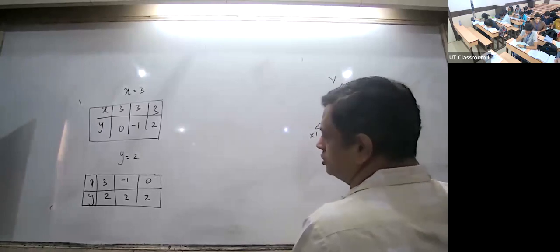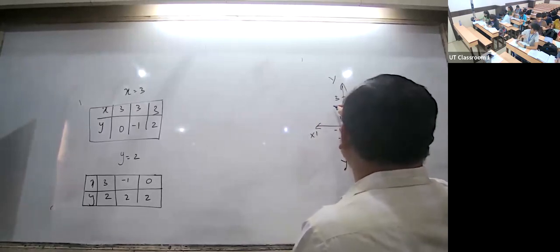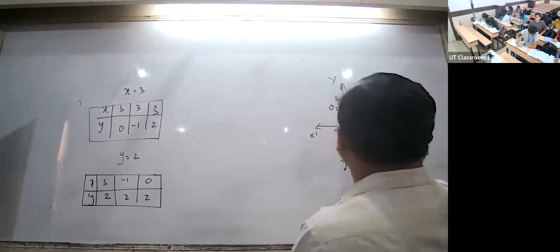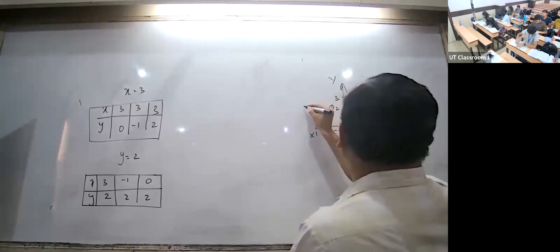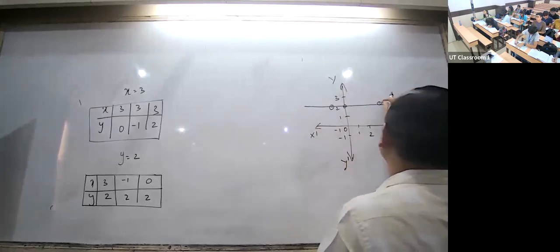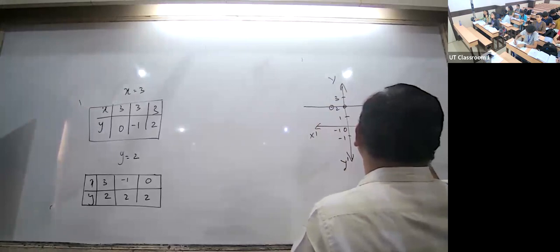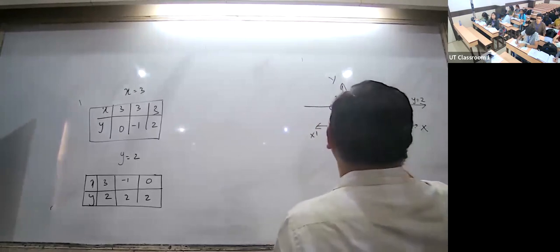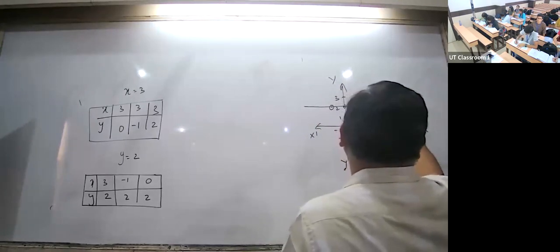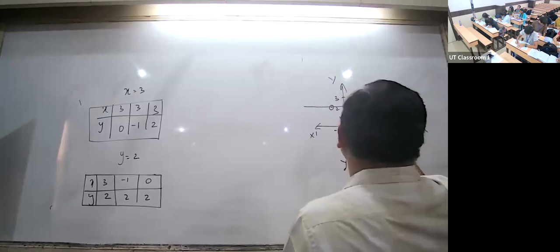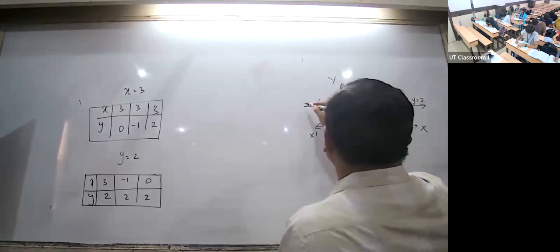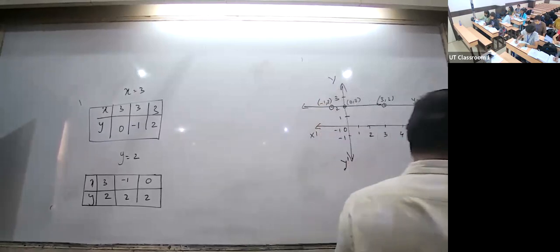The next one is minus 1, 2. Third one is what? 0, 2. Join it. This is y equal to 2. This is 3 comma 2, 0 comma 2, minus 1 comma 2. That's it.